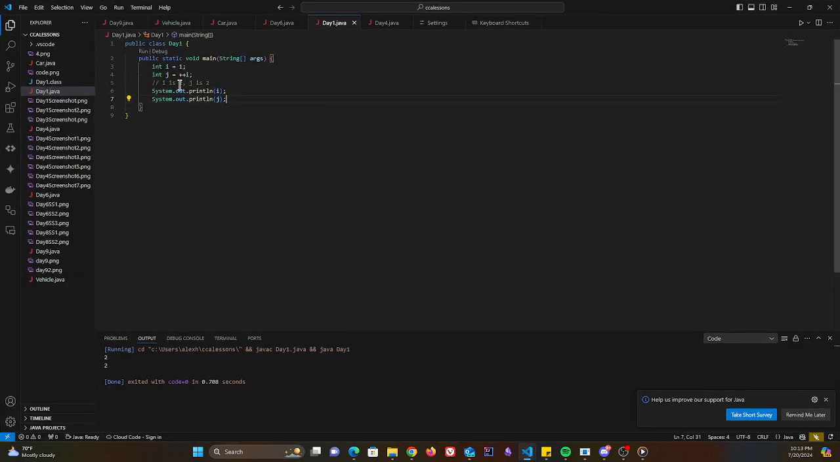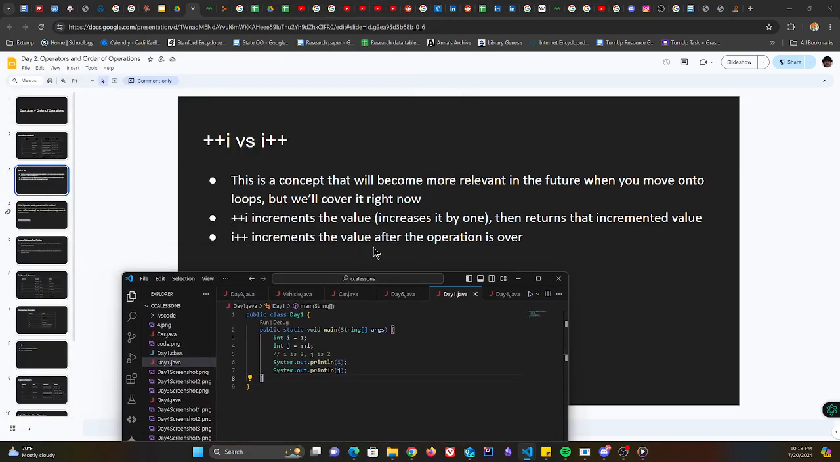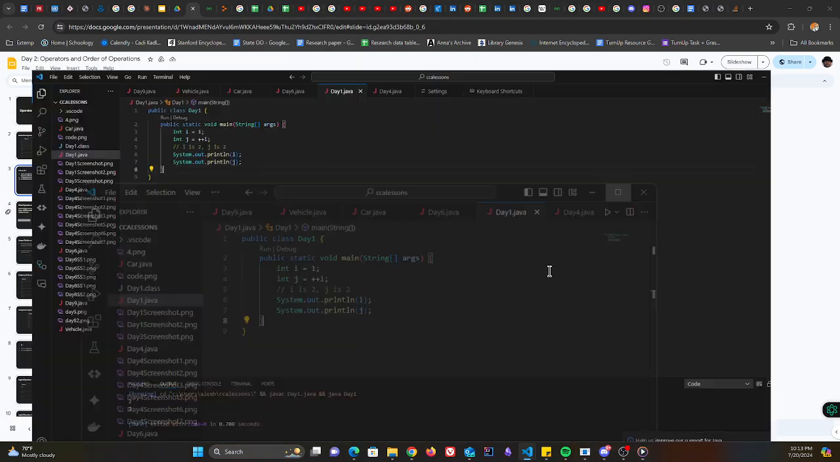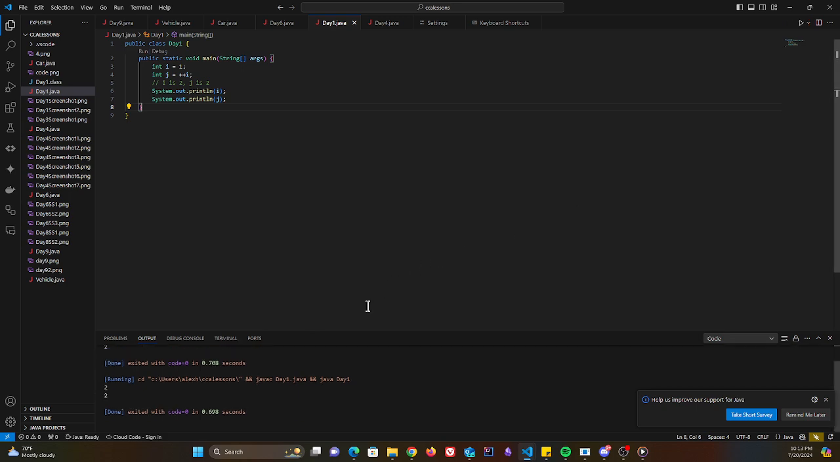Here we have the plus plus i. It will say that i is 2 and j is 2, because it increases i, then returns that incremented value. So if we run it right now, boom, 2, 2.